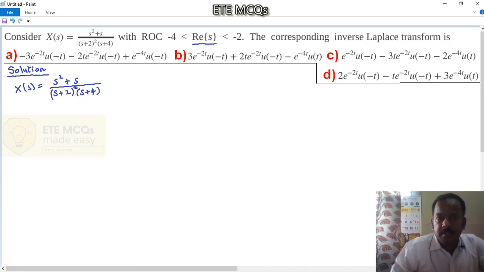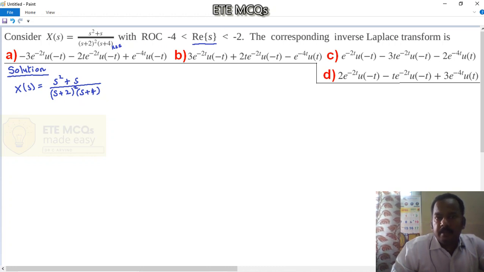If you notice, it is very clear that the region of convergence is outside minus 4, and here the real part of s is less than minus 2. Which means the factor corresponding to the pole at minus 4, s plus 4, should be a right-sided sequence. That is a small hint. If you split it into factors, this term should be a right-sided sequence.